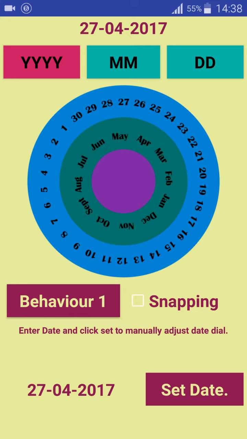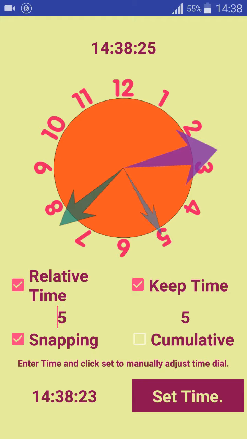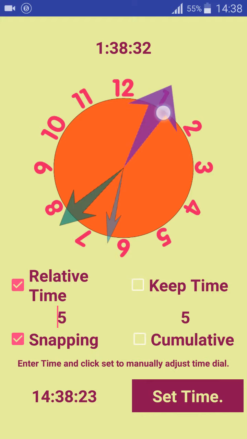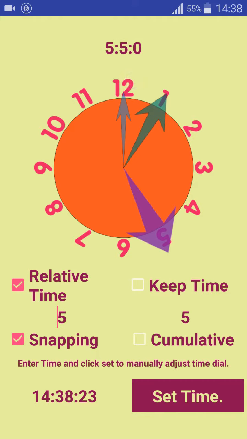So that said, I'm now going to go to the time picker dialog and show you how much faster this is and explain how this actually works. Okay, at the moment it's keeping the current time. The time keeping isn't actually part of the library, that's part of the demo app. So, to explain how this works: the first gesture adjusts the hour, the second gesture the minute, and the third the second.